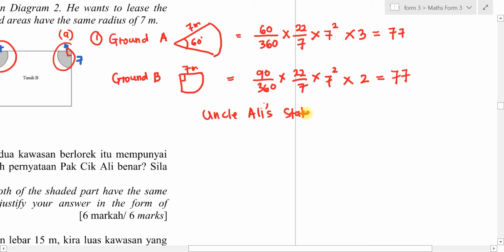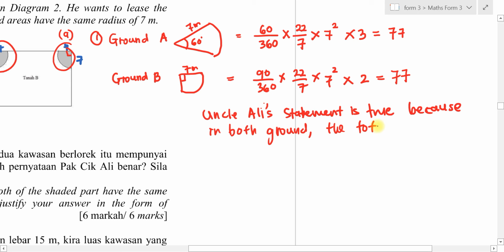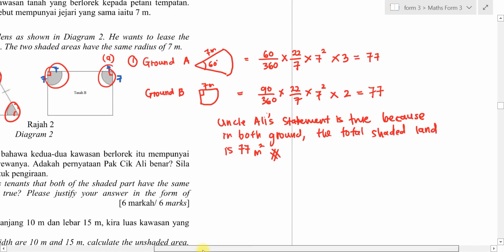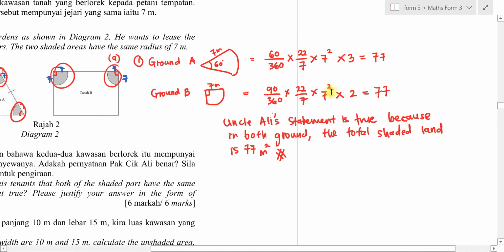Uncle Ali's statement is true because in both ground, the total shaded region, shaded land is 77 meter square. Kita dah bagi dia punya reasoning also and justify in the form of calculation.